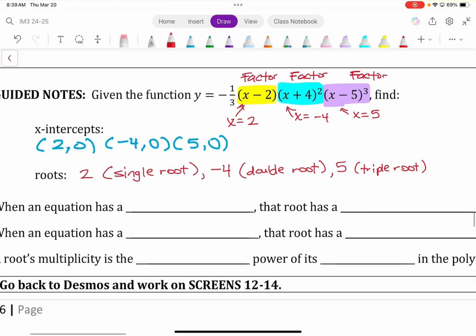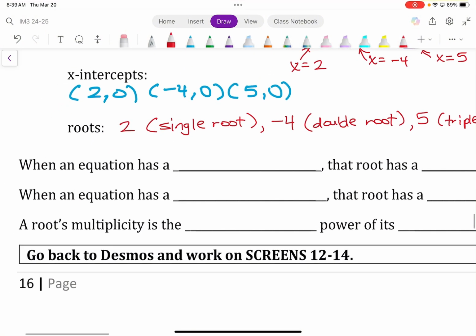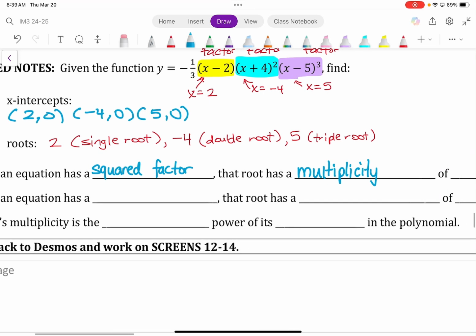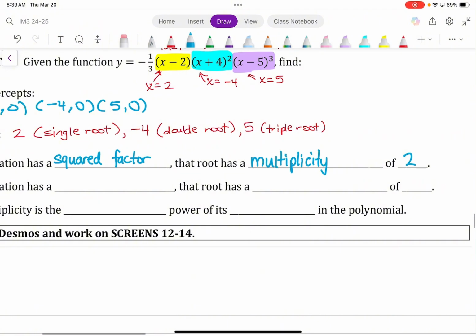Now, we're going to go ahead and introduce the idea of multiplicity to you guys, which is very simple. Let's go ahead and fill this out. When an equation has a squared factor, think about what this means. When an equation has a squared factor, this means that when your factor is being squared, it has an exponent of 2, then you will have a multiplicity of 2.